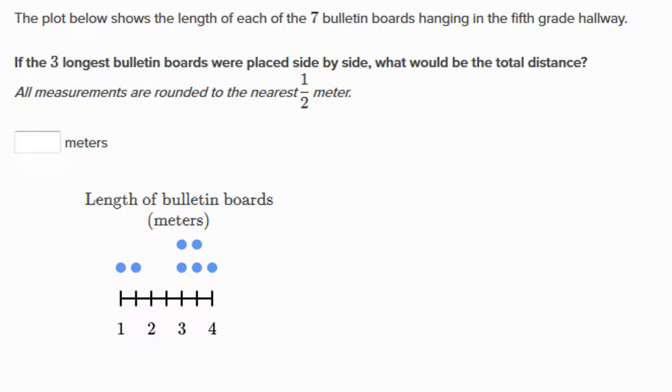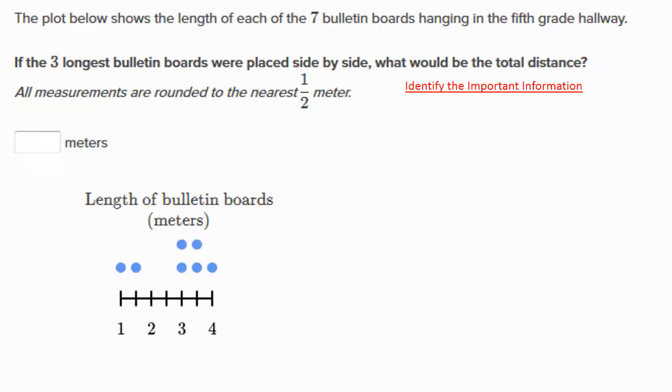The plot below shows the length of each of the 7 bulletin boards hanging on the 5th grade hallway. If the 3 longest bulletin boards were placed side by side, what would be the total distance? You can see the line plot down below. It goes from 1 through 4, and it's split up in halves. Each dot represents a different bulletin board, one of the 7.